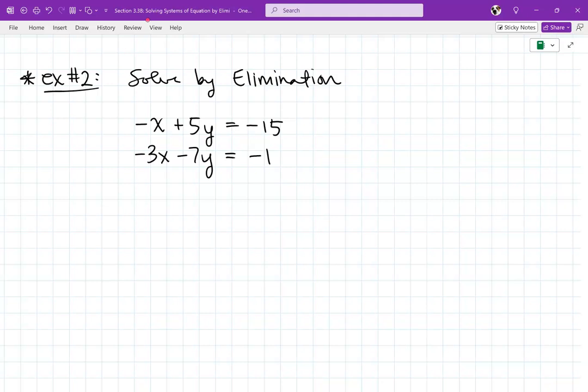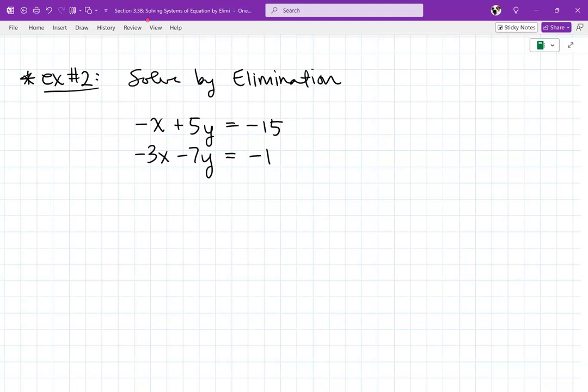Multiply by negative 3. Multiply by negative 3? On the top or on the bottom? On the top. Now if I multiply by negative 3, there's nothing wrong with that, okay? I would just pick a 3 because then they'd match. But it doesn't matter even if you pick negative 3.